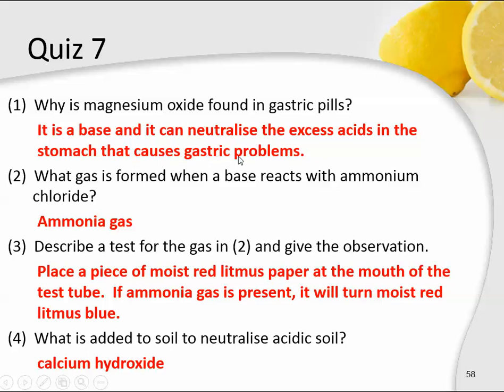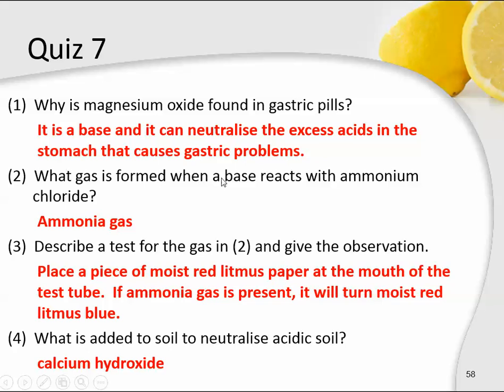that causes gastric problems. When there's excess acid in the stomach, when you have an empty stomach, and yet there's a lot of acid in the stomach, the acid will actually burn the stomach wall and cause gastric pain. So if you take a gastric pill containing magnesium oxide or hydroxide, they are bases that can neutralize acid and therefore relieve the acidity in the stomach, and then it reduces the gastric problem.